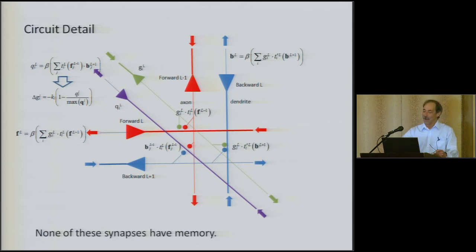The dot product essentially sums the match between the forward signal and the backward signal and computes the Q. And so that's really all there is to it. None of these synapses have memory. They're all essentially dynamic gating. So if you think in terms of hardware logic, you can think of these as kind of analog AND gates, if you like.